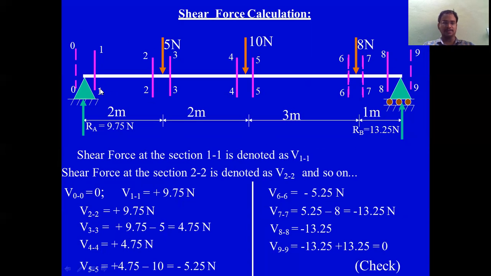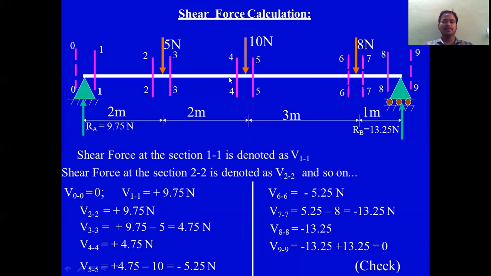You take a section here or here, anywhere along this A to B, anywhere you take the section, you will find the same magnitude of shear force, 9.75 Newton. V22 is also 9.75. Next, V33 is 9.75 minus 5. It is upward, it is positive, 4.75 positive upward. V44 is also 4.75. Next, V55 is 9.75 minus 15, it is minus 5.25, in the downward direction.